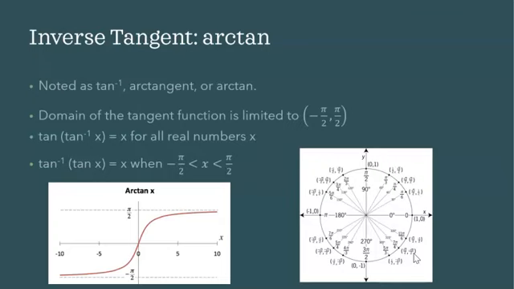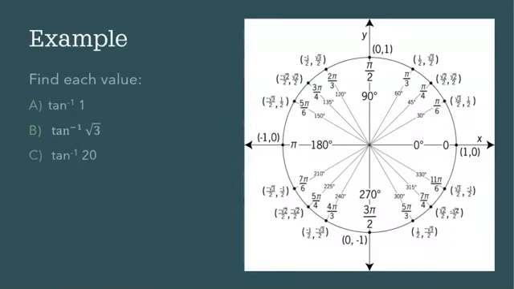So it's the same idea, it's just you're going to be given one of those division answers, and you have to answer one of these radian numbers. So let's take a look at our examples. So in our example, we're asked to find each value. They want the tangent inverse of 1, tangent inverse of square root 3, and tangent inverse of 20. So I would say pause the video, see if you can figure out what those are. Remember to give the radian measure, and then hit play and see if you're right.